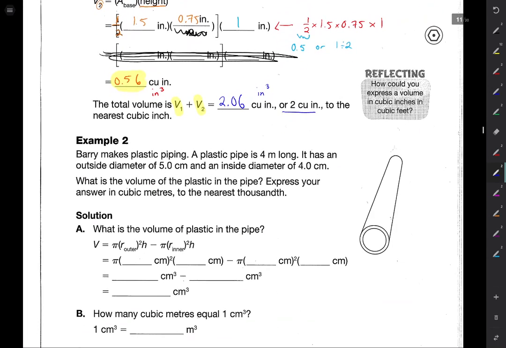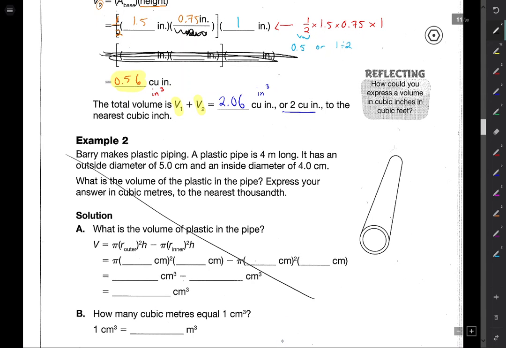And for this topic, we are going to skip over example 2. So we'll just stick with those first 2 examples that we did.